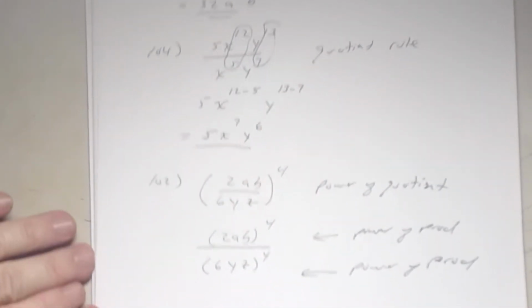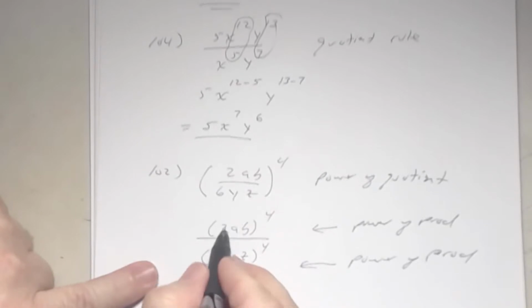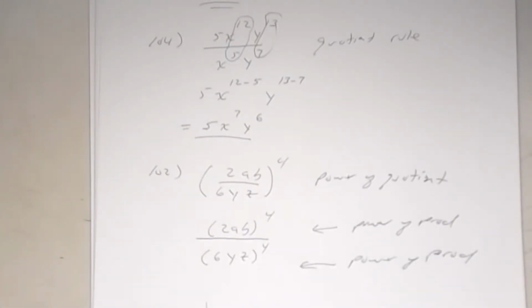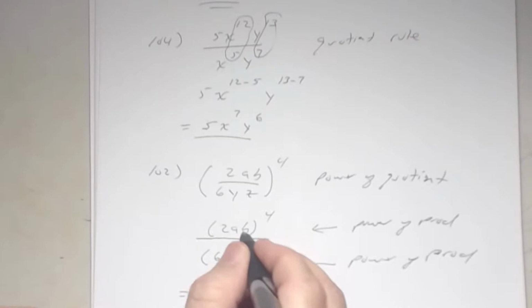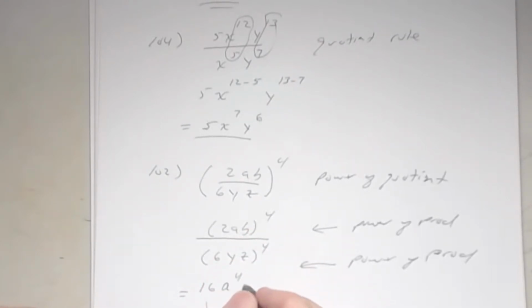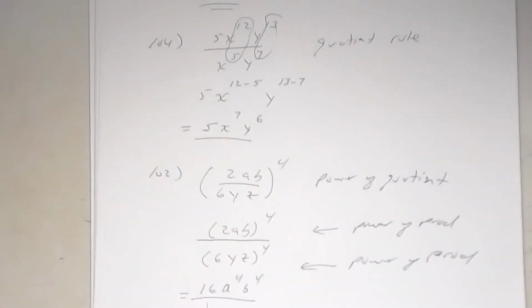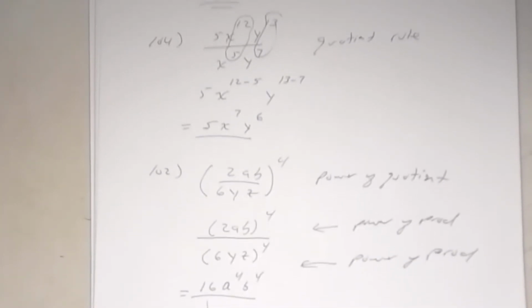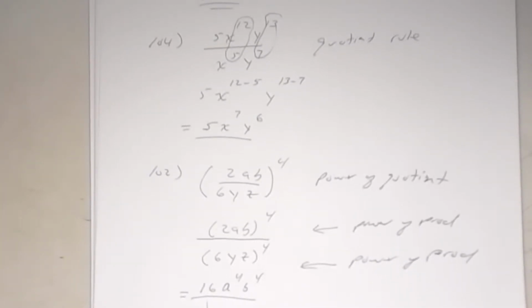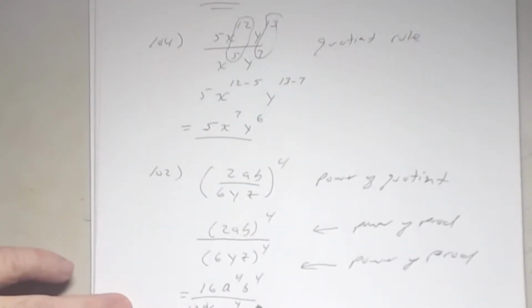Okay. All right, now let's do the numerator. What's 2 to the 4th? 16. What's a to the 1st raised to the 4th? What's b to the 1st raised to the 4th? All right, divided by. Now you probably will need your calculator with this one. 6 to the 4th on your calculator. What is that? 1,296. Y to what power? Z to what power? All right. Now, that's where we're at.